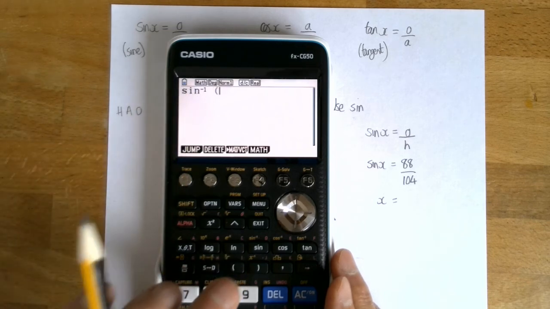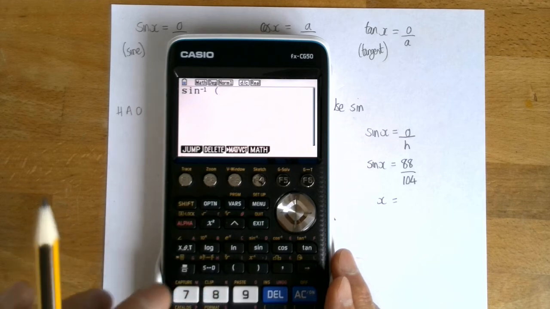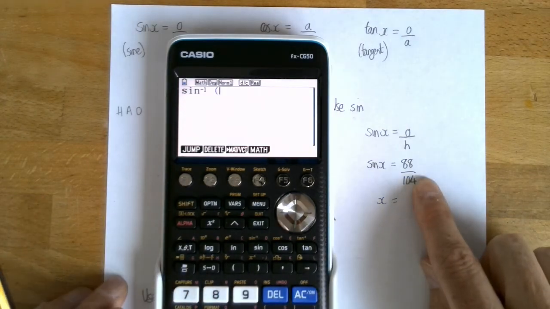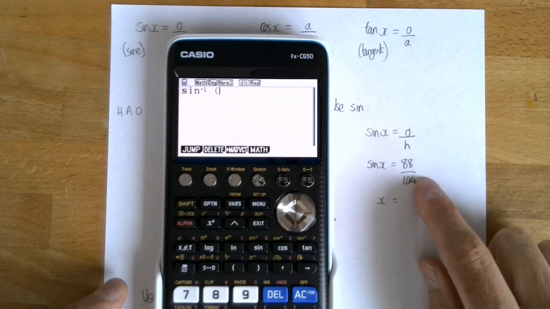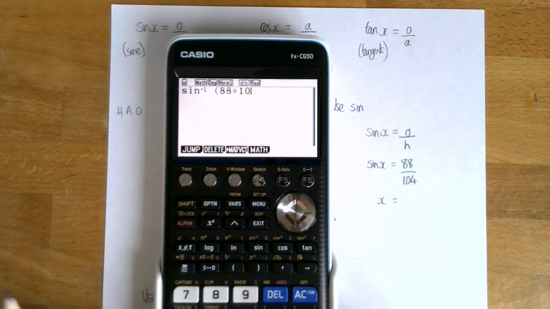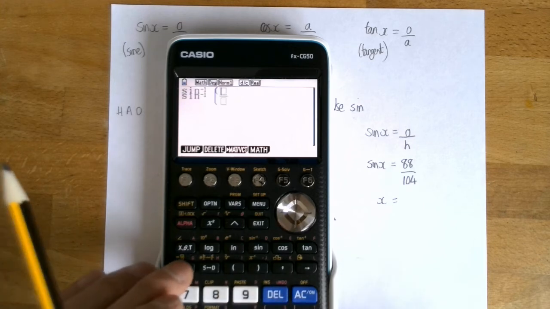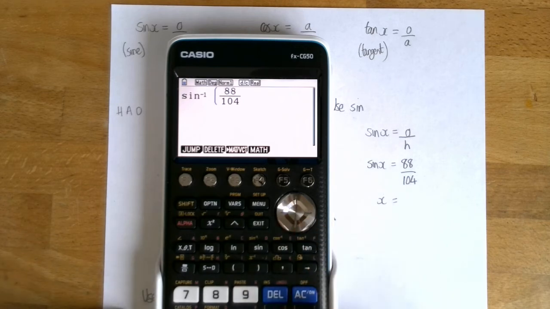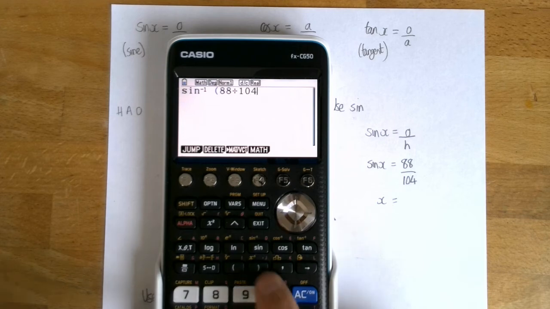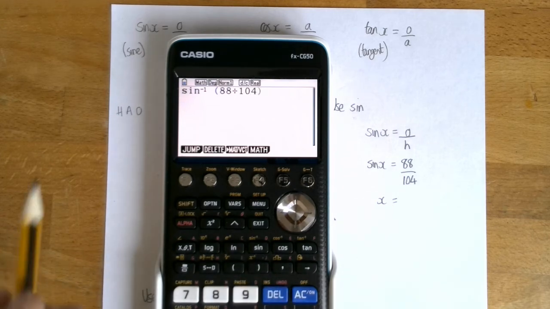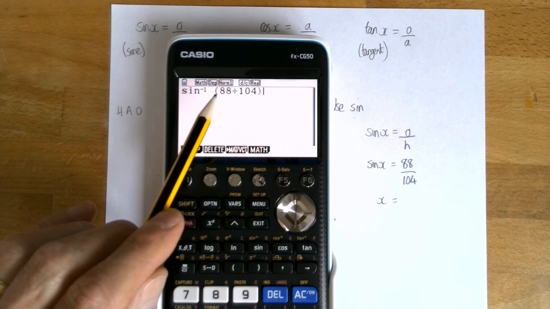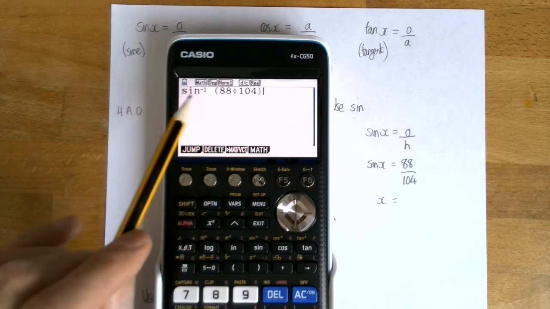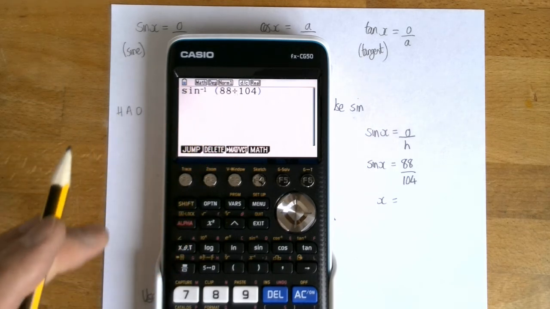I'm then going to put brackets, and then type in my sum, 88 over 104. You can either do 88 divided by 104, or you can use your fraction button. You'll get exactly the same answer, whichever way you do it. Okay, so I'm going to do 88 divided by 104. Then close those brackets. So what I'm asking here is, what angle has a multiplier of that linking its opposite and hypotenuse?